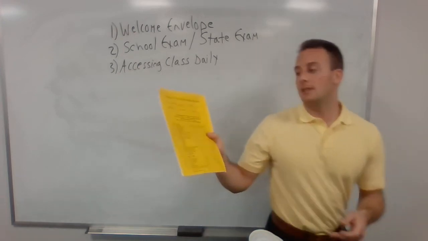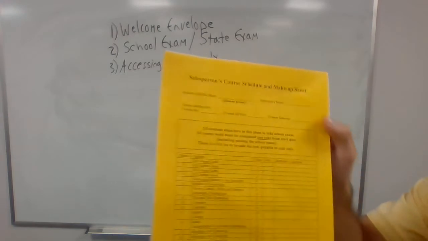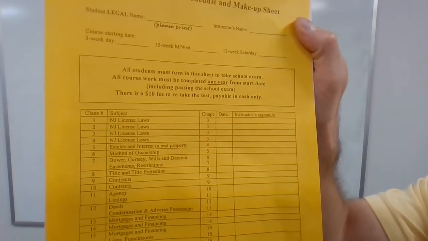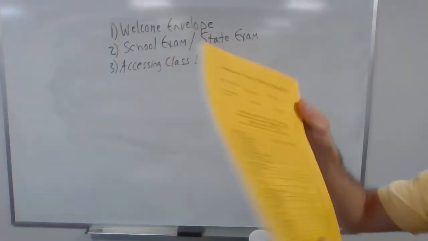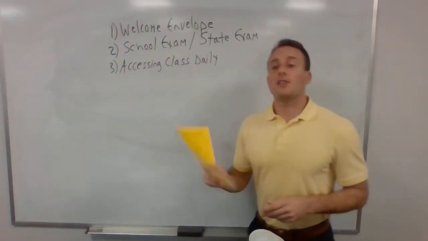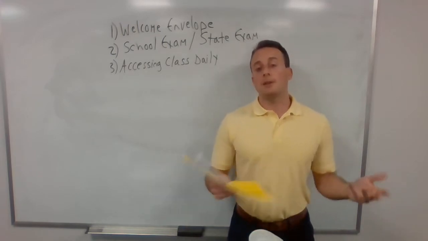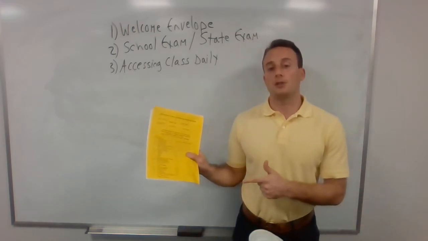Again, the yellow sheet will tell you what chapter each class corresponds with. So you'll see that class number 1 corresponds with chapter 3. Class number 2 also corresponds with chapter 3. So the numbers you see on the class schedule, those are class numbers, not chapter numbers. If you ever want to know what chapters those happen to correspond with, check in with your yellow sheet here.